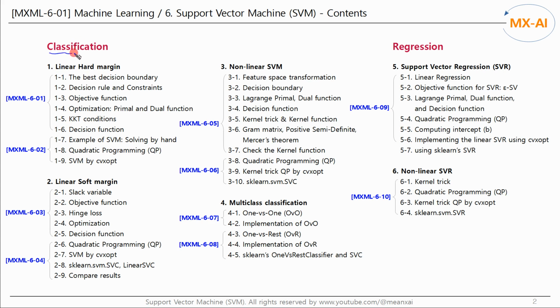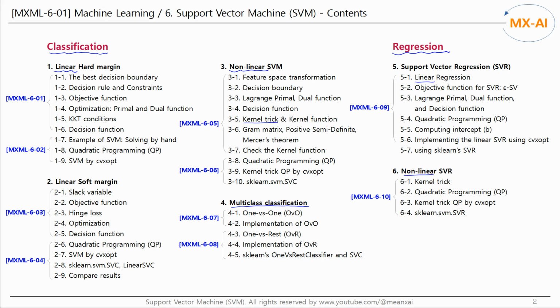Let's look at the classification and the regression using SVM. In the classification part, we will look at the linear and nonlinear SVMs. Let's look at the kernel trick in nonlinear SVM. And let's take a look at the multi-class classification. In the regression part, we will also look at the linear and nonlinear regression.